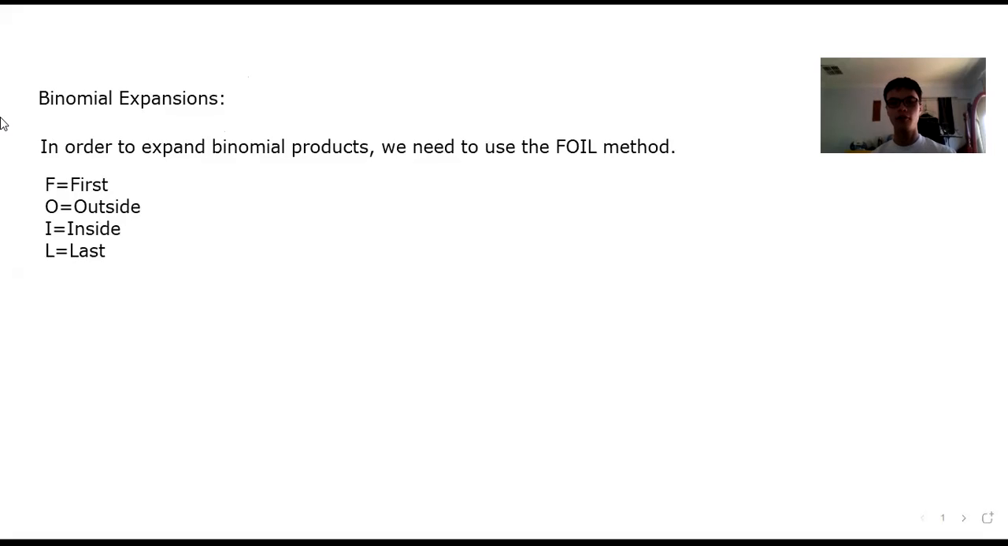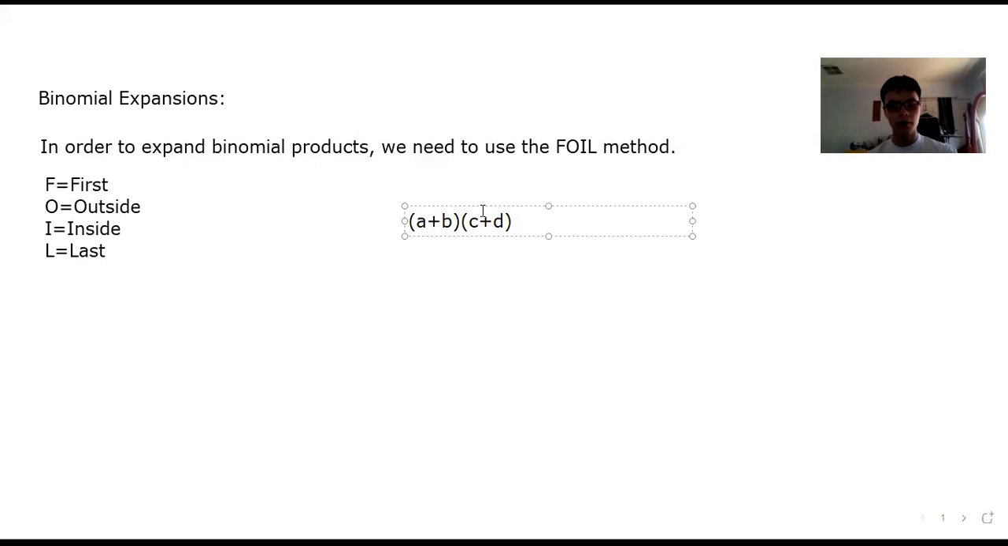FOIL stands for first, outside, inside, and last. So F for first, O for outside, I for inside, and L for last. So this is what FOIL stands for. Let's say that we have a general equation, A plus B times C plus D.